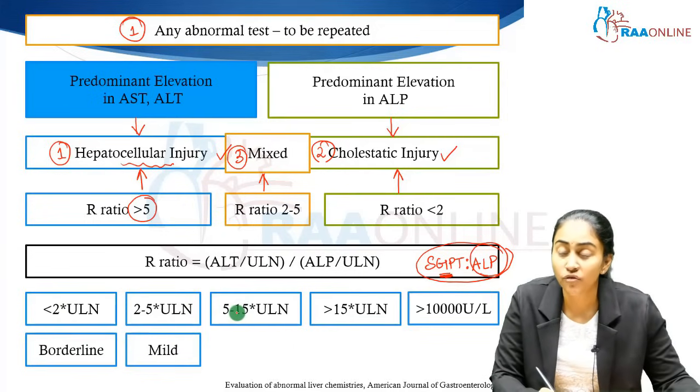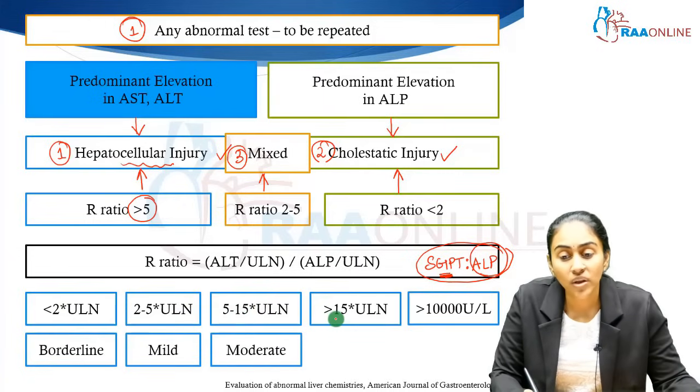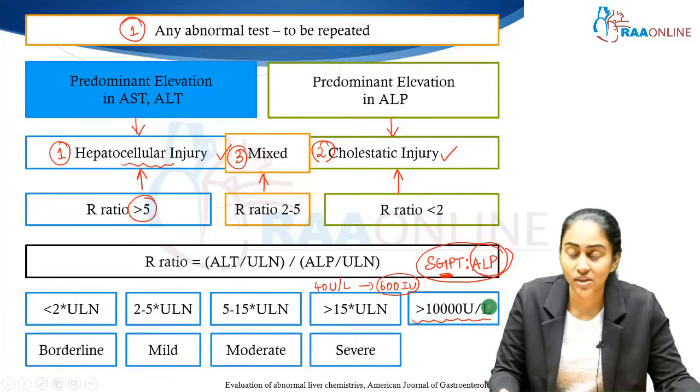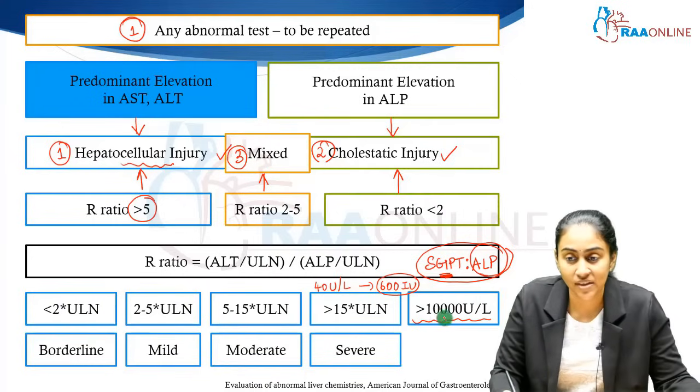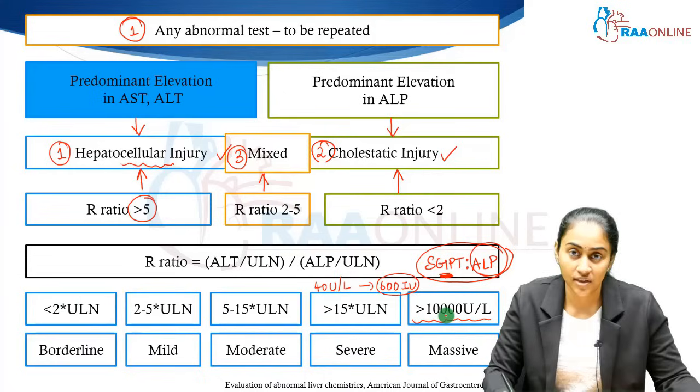When the transaminases are 5 to 15 times the upper limit of normal, it is a moderate transaminitis. If it is more than 15 times the upper limit of normal, just for you to have an idea, the upper limit of normal we just saw was 40 units per liter, right? So 15 into 40 is going to be 600. So if it is more than 600 units per liter, then it is a severe transaminitis, and values which are going to be more than 10,000 units per liter, often seen in toxin-induced or ischemic hepatitis or rarely in viral hepatitis, this is referred to as massive transaminitis.